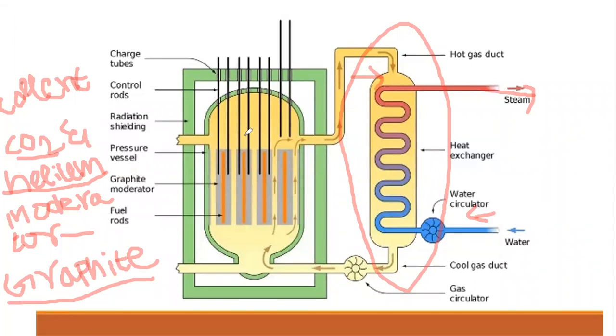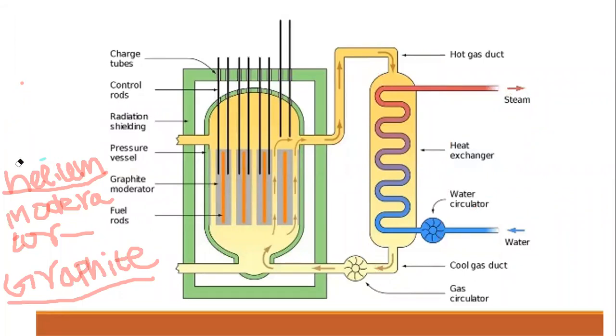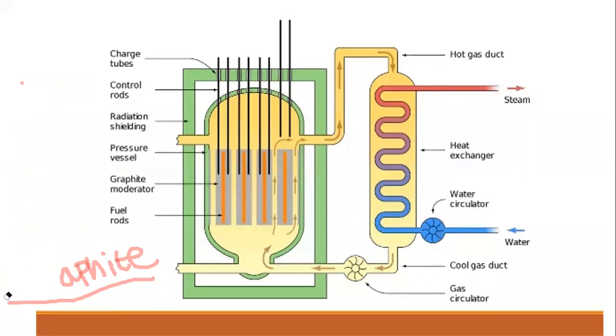Next, low steam pressures and temperatures. These are some of the disadvantages in the case of gas cooled reactors. In gas cooled reactors, CO2 or helium is used as the coolant, and graphite is used as the moderator.